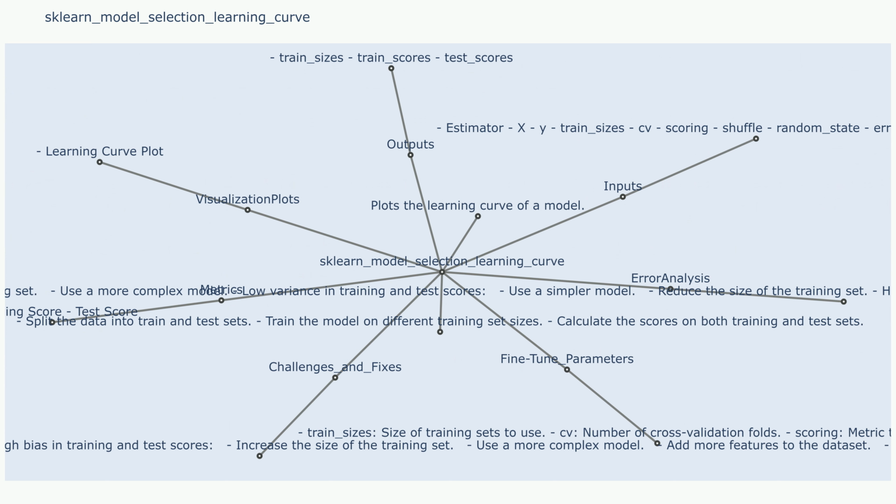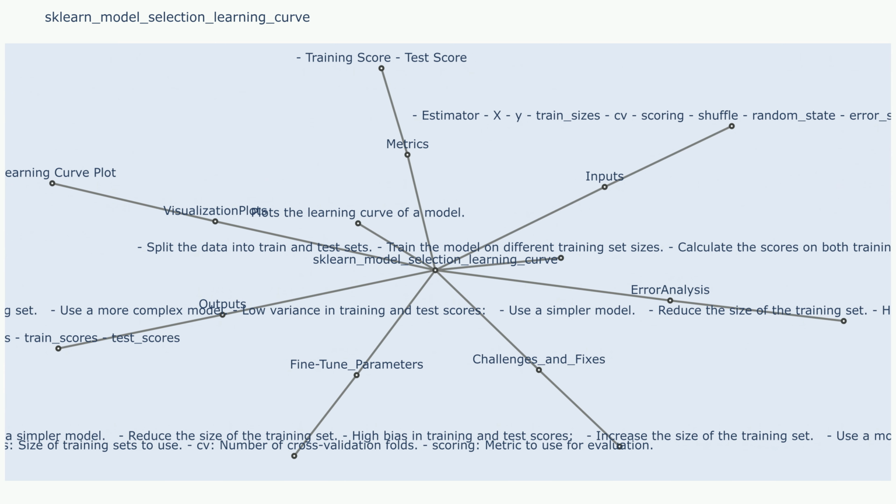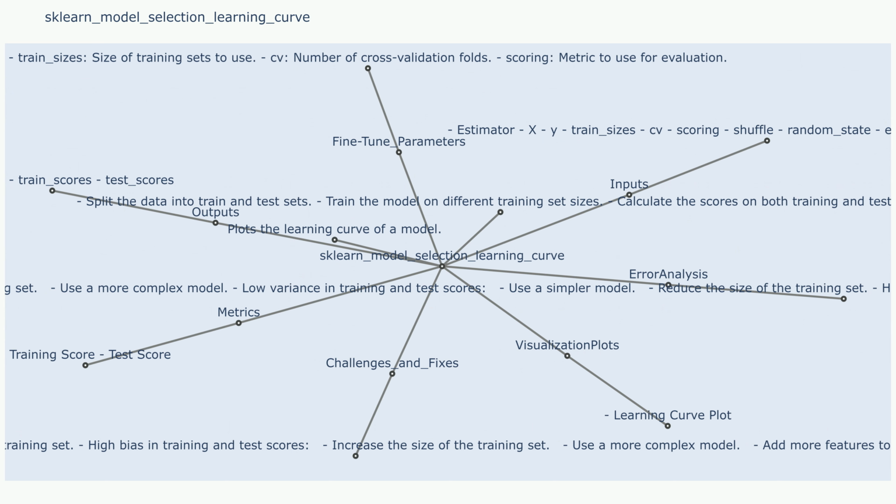Steps. For each training set size in train sizes: split the training data into train and validation sets using the provided cross-validation strategy. Train the model on the training set. Evaluate the model on both the training set and the validation set using the provided scoring metric. Record the training score and the validation score. Metrics. Training score: the performance of the model on the training set. Validation score: the performance of the model on the validation set.